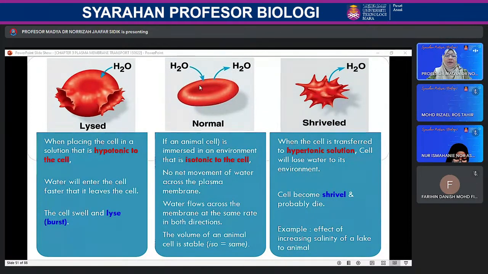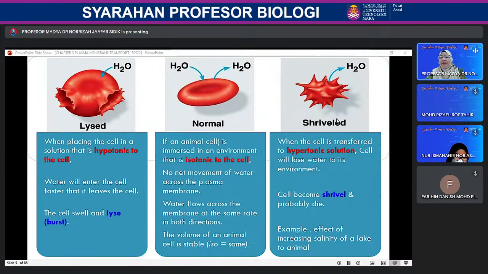This is the normal red blood cell, which is in the isotonic environment. Okay, so here water flows in and out at the same rate. Right? Iso means same. So there is no net movement of the water across the plasma membrane.